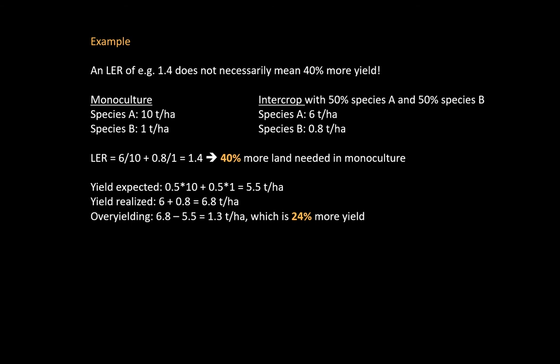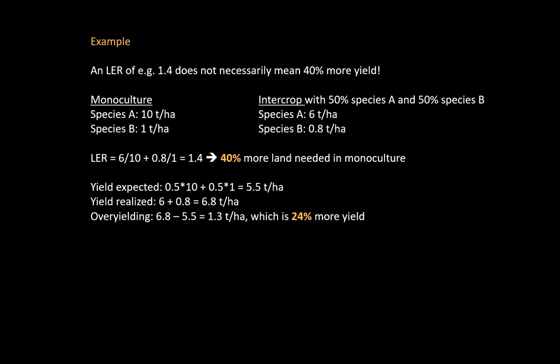It's 24%, because the yield expected is 50% of the monoculture yield of species A plus 50% of the monoculture yield of species B, which then is 5 plus 0.5, so 5.5 tons per hectare. The actual yield that was realized in the intercrop was 6 plus 0.8, so 6.8 tons per hectare, which means that the overyielding, the amount of extra yield that you get, is 1.3 tons per hectare, which is 24%. And clearly that's something different than the 40% that we calculated earlier.